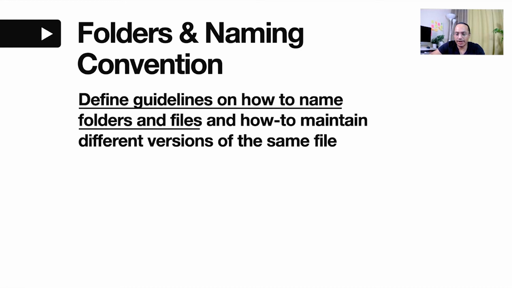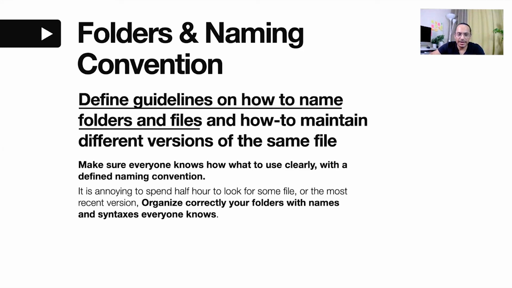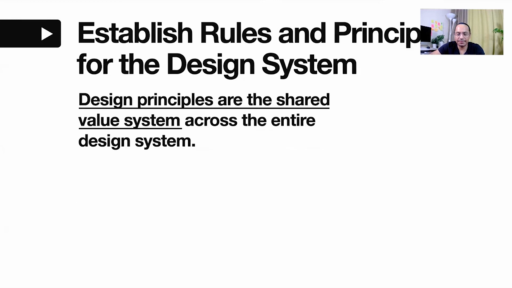Now, sometimes what happens is you might revise a few of the elements, like the buttons, the button size, or add a new color. So those things should also be maintained in the system. You should define what change happened and also mention the version number. Make sure everyone knows what to use clearly with defined naming conventions. Yes, it is annoying to spend half an hour looking for some file or the most recent version. Organize your folders correctly with names and syntaxes that everybody knows, right? Everyone should be aware of that.